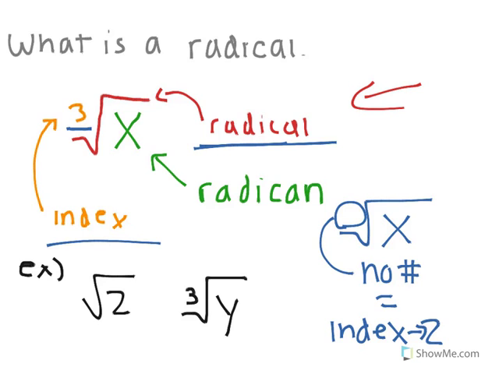So down here, for my examples, the square root of 2 is this, because my index is 2. Because there's no number, it's going to have an index of 2, and that means a square root. And a 3 indicates a cube root. So I have the square root of 2 and the cube root of y.